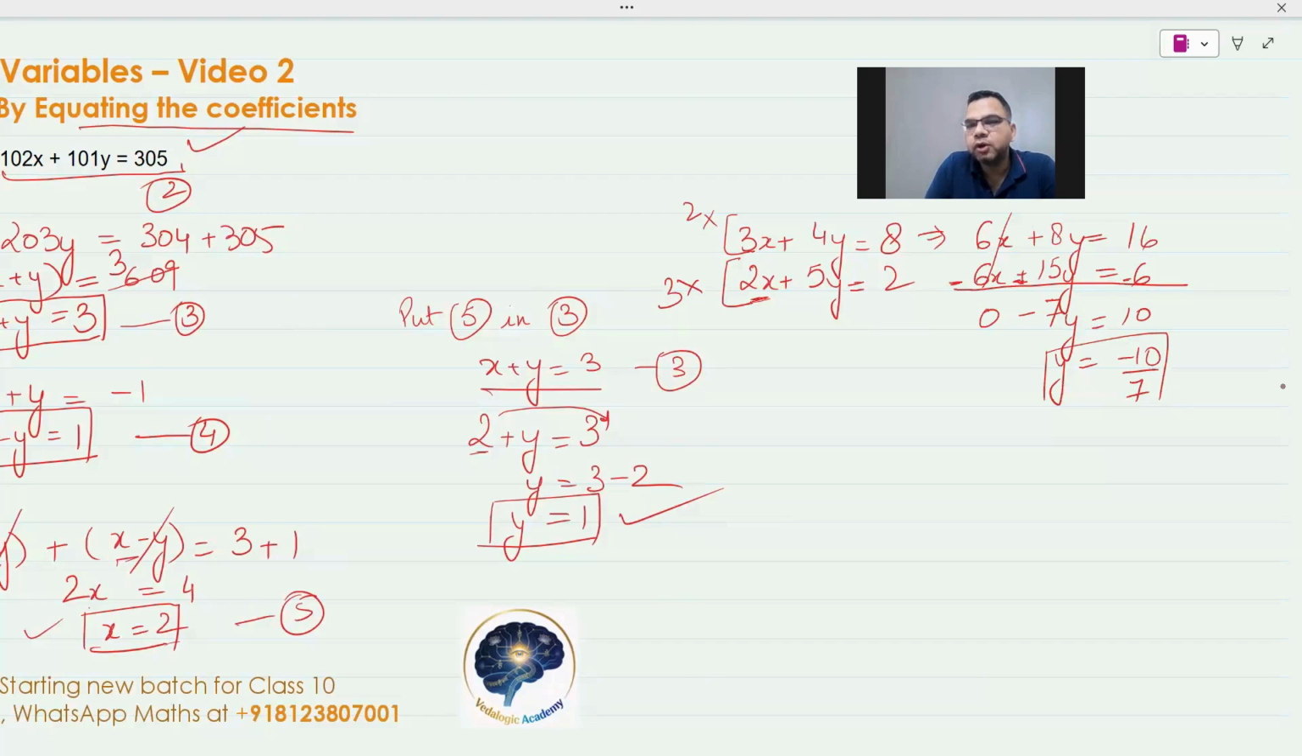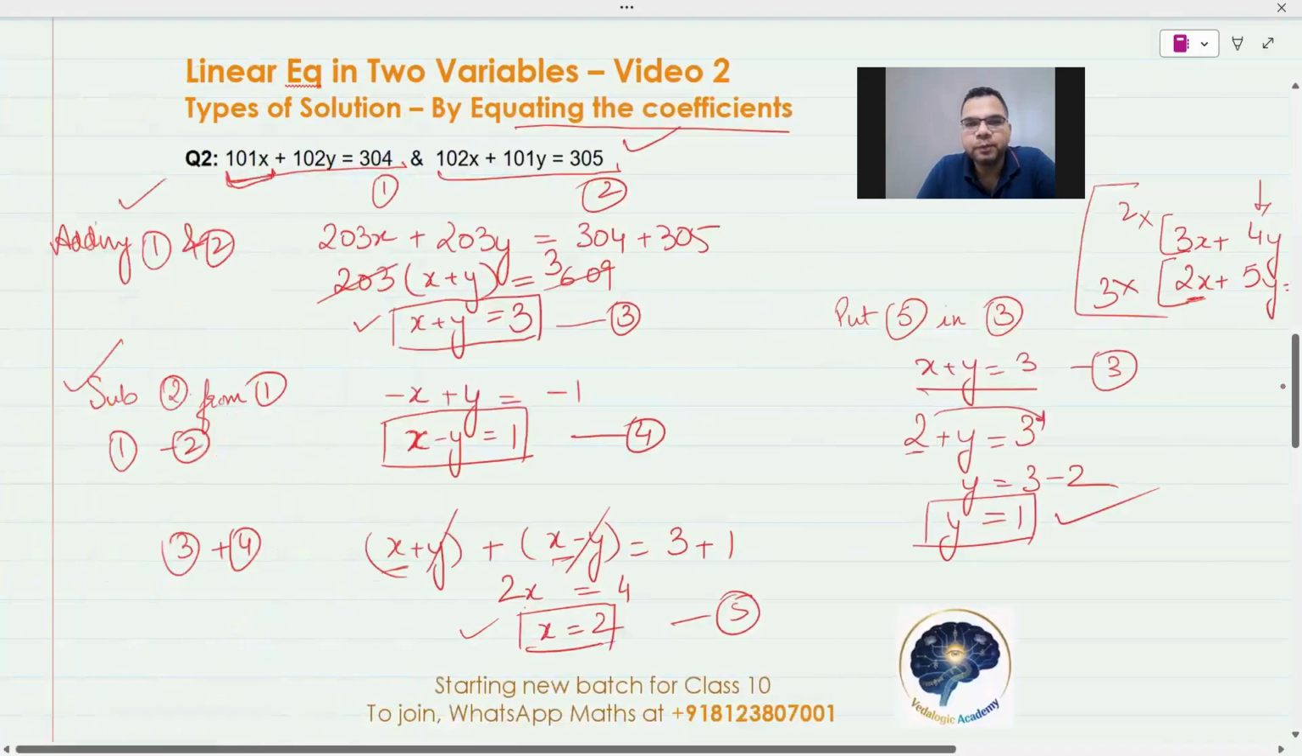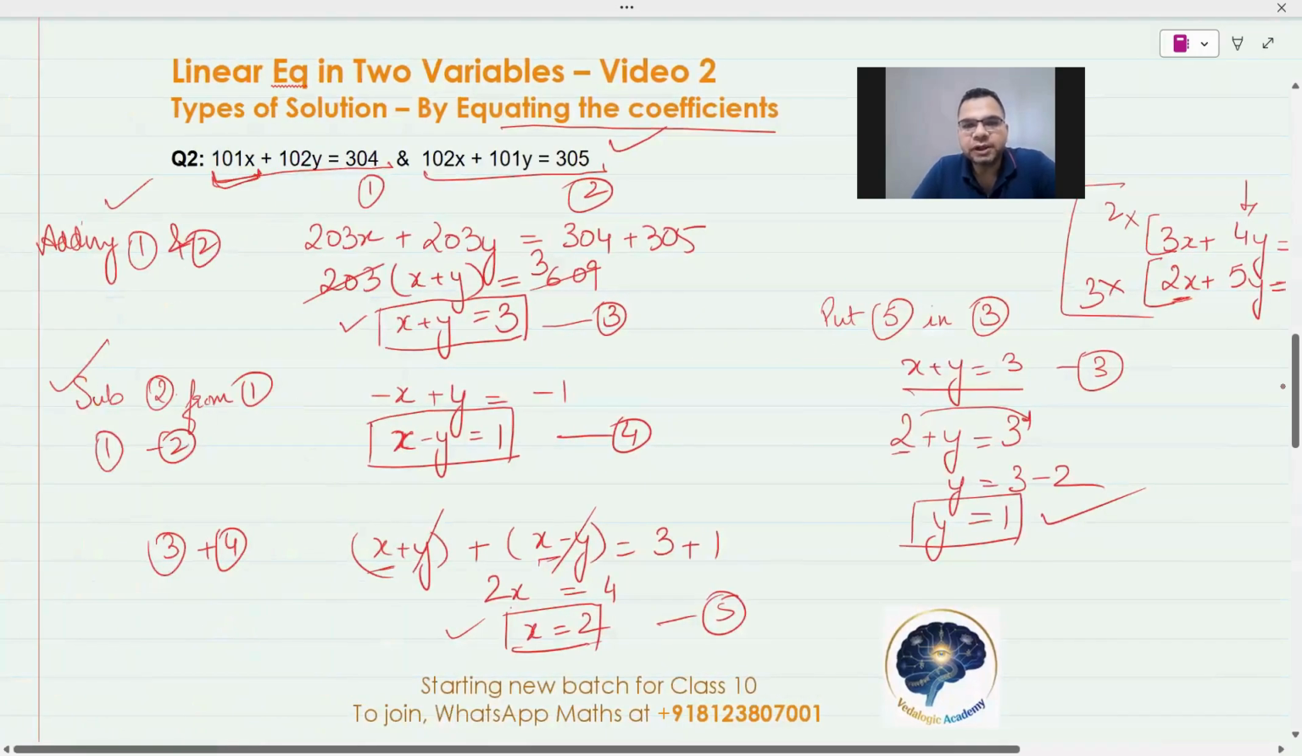So this is how you can also solve these type of questions, where the coefficients can be brought equal by multiplying the equations with different numbers. Okay. And so once you get y, you can find the value of x by putting the value of y in any of these equations. Okay. So that I'll leave. You can do it on your own. Okay. So I hope this is also clear.